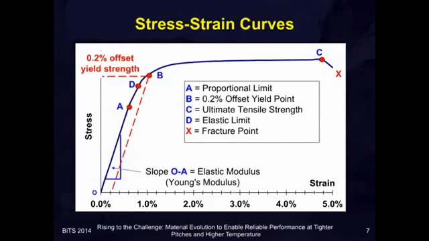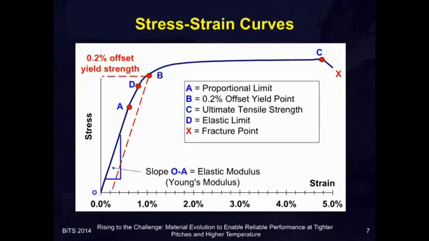There are some other key points on the curve. Point A is what's called the proportional limit, which is the highest stress level at which stress and strain are linearly proportional to each other. Point D is the elastic limit. That is the highest stress the material can withstand before it starts to permanently deform and not go back to its original shape.